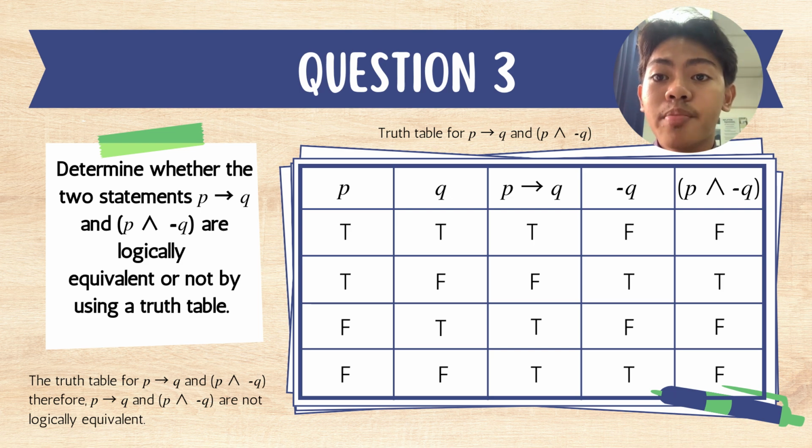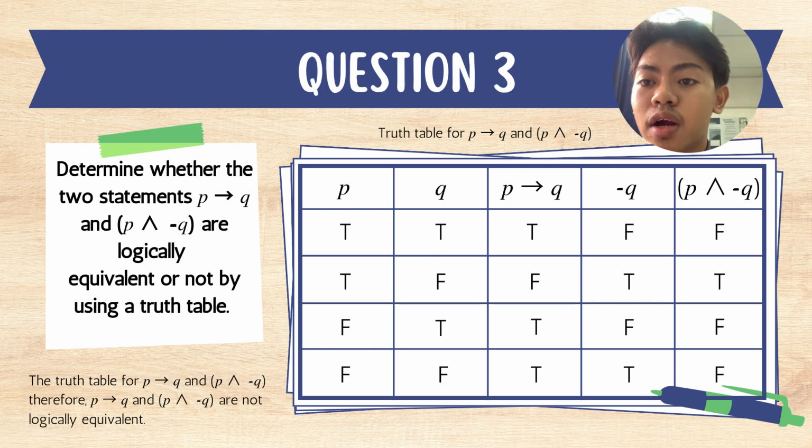For row 4, P is false, Q is also false. P then Q is true, not Q is true. P and not Q is false. Comparing the columns for P then Q and P and not Q, we see that the truth values do not match in all rows. This means that the statements P then Q and P and not Q are not logically equivalent. In conclusion, the truth table shows that they are not logically equivalent.